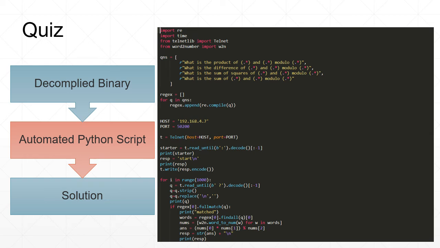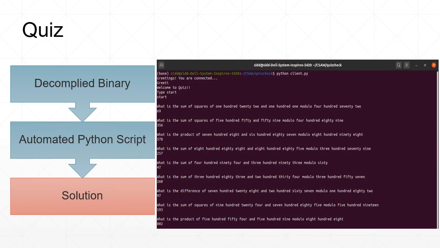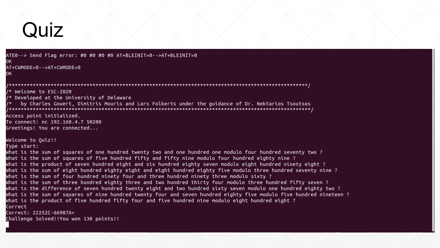We wrote the automated Python code in a way that on every set of questions, the Python code will identify those questions using regex and answer them correctly within the time bound. On receiving the answer, the device will fire another question until the challenge is solved. As you can see, when we ran this automated Python code, the client got connected with the device and every question was answered correctly within the time bound. As you can see on the debug screen, after 9 questions, the challenge ultimately got solved. In this way, we solved the challenge quiz.